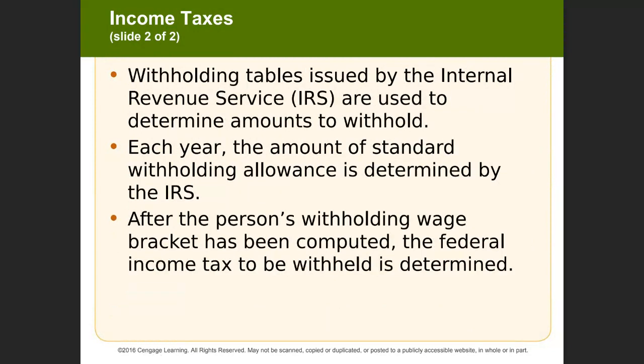Withholding tables issued by the Internal Revenue Service, IRS, are used to determine the amounts to withhold, and each year the amount of standard withholding allowance is determined by the IRS. This can change. After the person's withholding wage bracket has been computed, the federal income tax to be withheld is then determined.